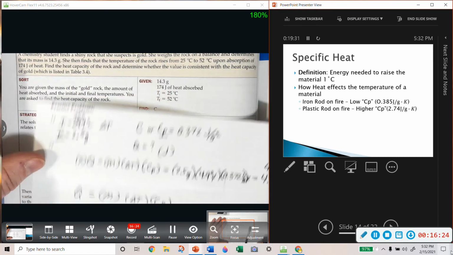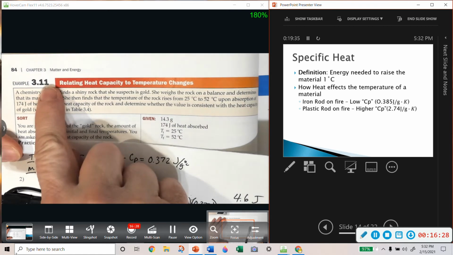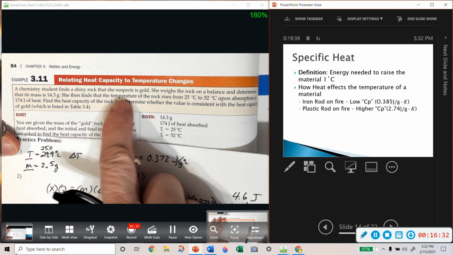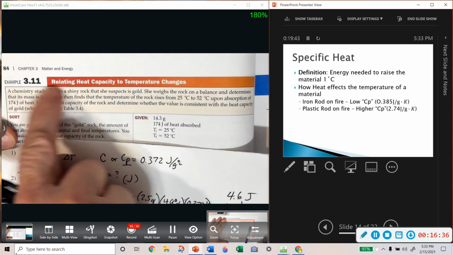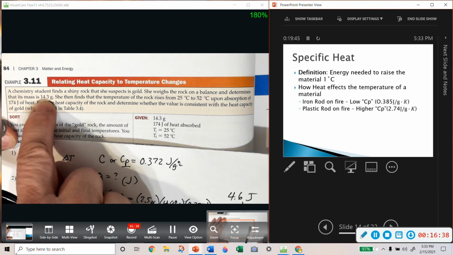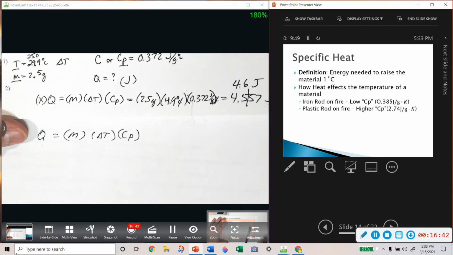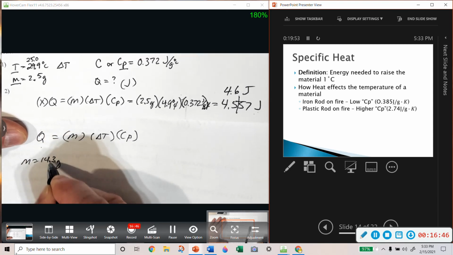So let's look at our problem. This is number 311, an example problem on page 84 in your book. A student finds a shiny rock and thinks it's gold. So she weighs the rock in a balance and determines that its mass is 14.3 grams. So that's an M, that's a mass number. So let's write that down. M is 14.3 grams.